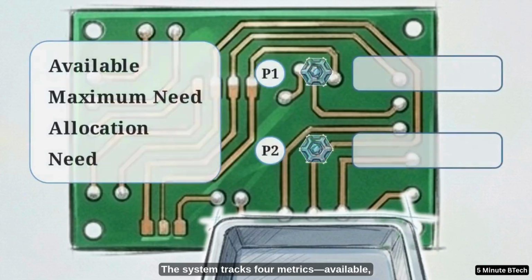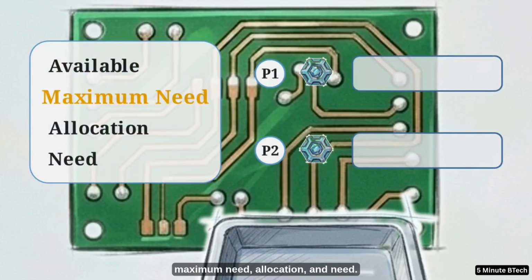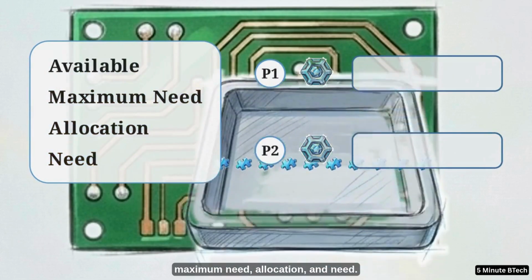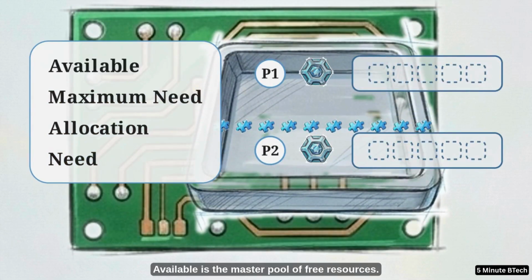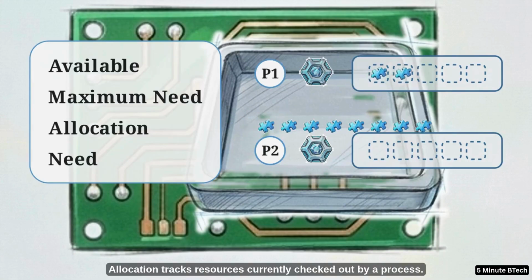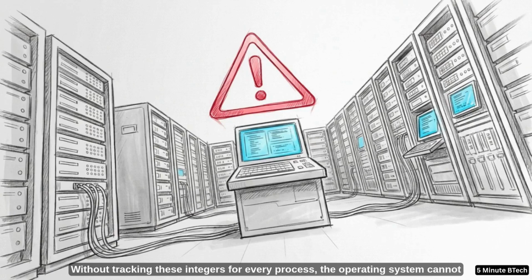The system tracks 4 metrics: available, maximum need, allocation, and need. Available is the master pool of free resources. Maximum need is the predefined limit a process requires. Allocation tracks resources currently checked out by a process. Without tracking these integers for every process, the operating system cannot project future demands or calculate the risks of a new allocation.